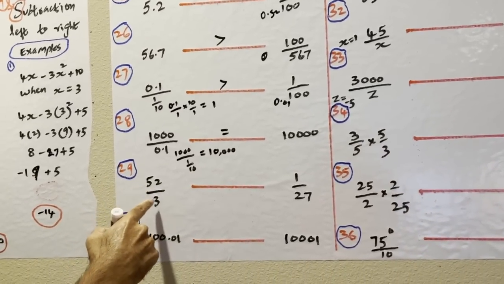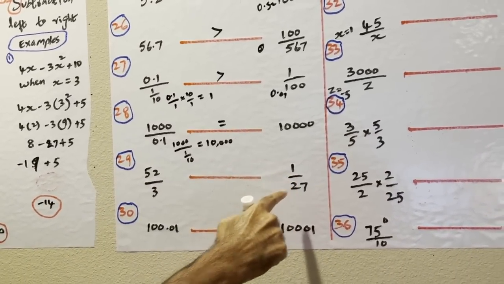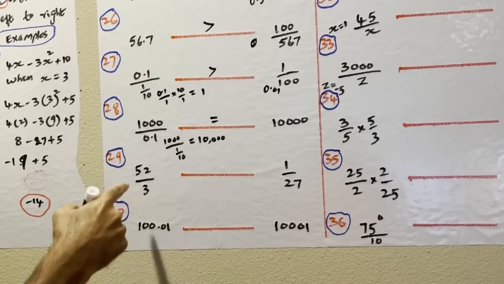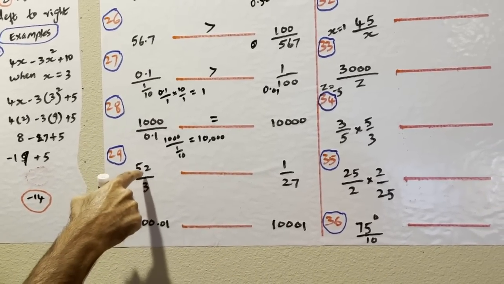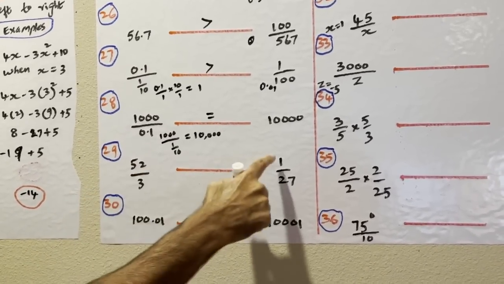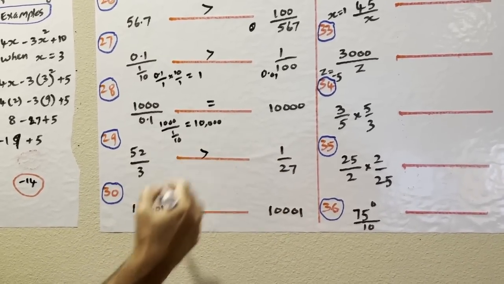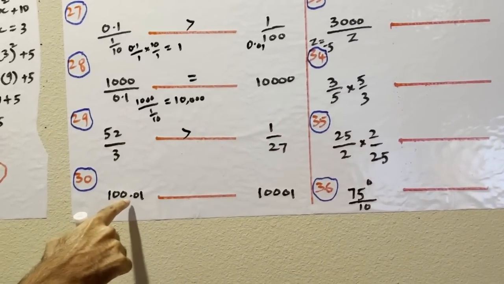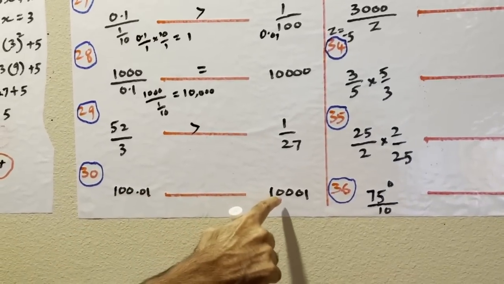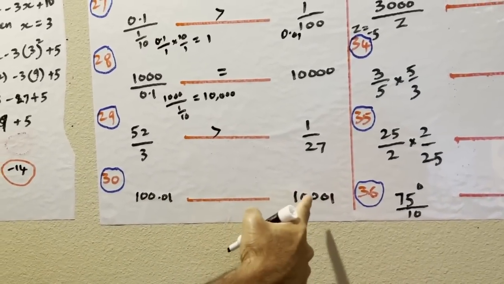Let's see here, 52 by 3 and 1 by 27. You don't have to do the math, see 52 by 3, it will be a great positive number. Here 1 by 27, it will be a fraction. So obviously this is greater. Same here, 100.01 and 10001. Obviously we can say this is greater.